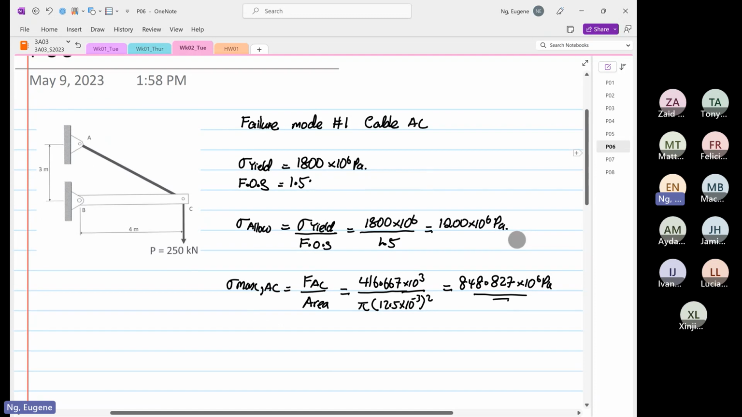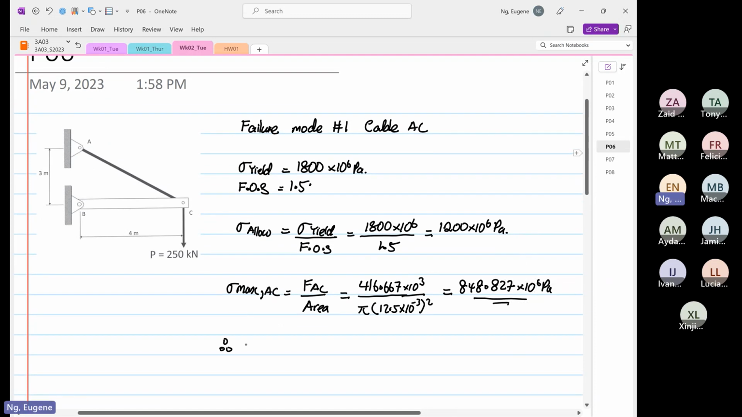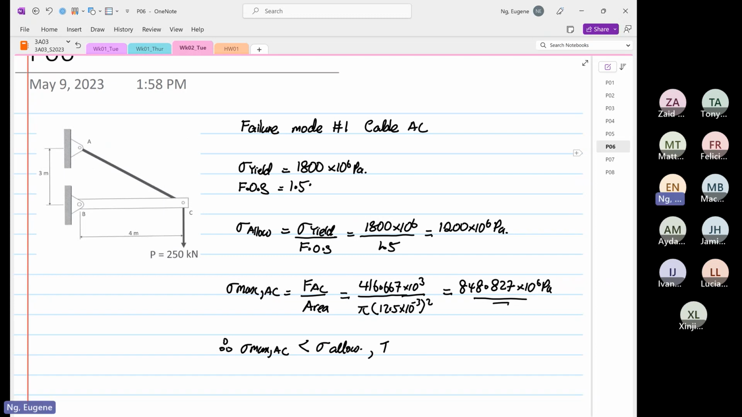84.827 times 10 to the power 6. So therefore, stress max for AC is less than stress allowable. Okay, so our structure of member AC will not yield, not fail. Okay, yield. That's the difference. Yield means it's going to have plastic deformation. So for this case, we know that it will not.